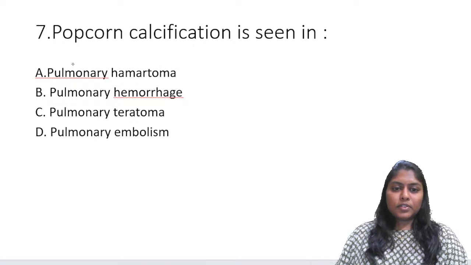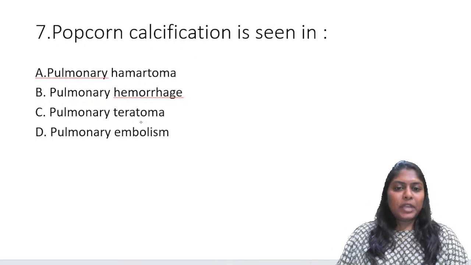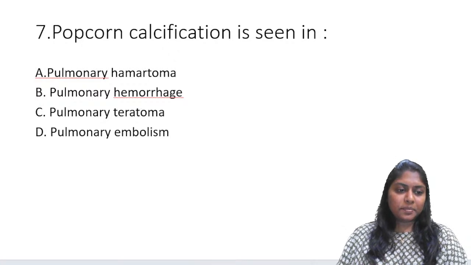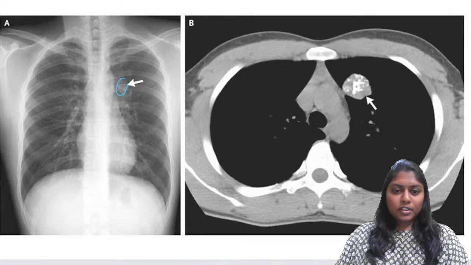So one other trick to solve the MCQs is just look at the question, don't see the options, try to answer it without looking at the options. Maybe you will get to a clarity before answering them. So that's why I put this question. This is pulmonary hamartoma, and there is a classical popcorn calcification seen on the axial section of the CT lung.